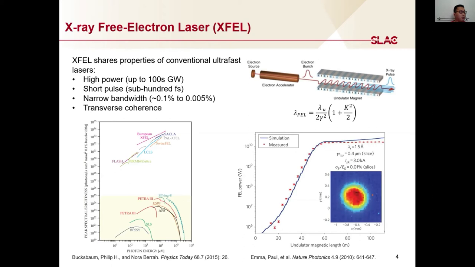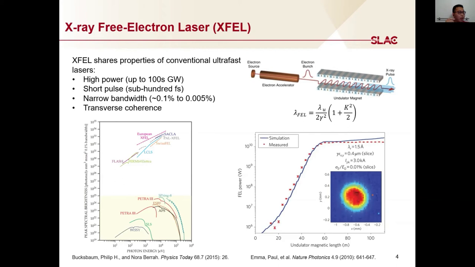and it's almost transversely coherent. The fundamental resonance wavelength of FEL is given by the equation shown on the top right. Here, lambda U is the period of the undulator, gamma is the Lorentz factor of the electron beam, and K is the normalized magnetic field in the undulator. So basically, the electromagnetic wave in the forward direction co-propagates with the electron beam, and may exchange energy with the electron beam. In free space, the interaction cannot be sustained, because the EM wave is always faster than the speed of an electron. In the undulator, since the electron beam goes through a sinusoidal motion, the co-propagating radiation overtakes the electron in one undulator period by one lambda FEL.